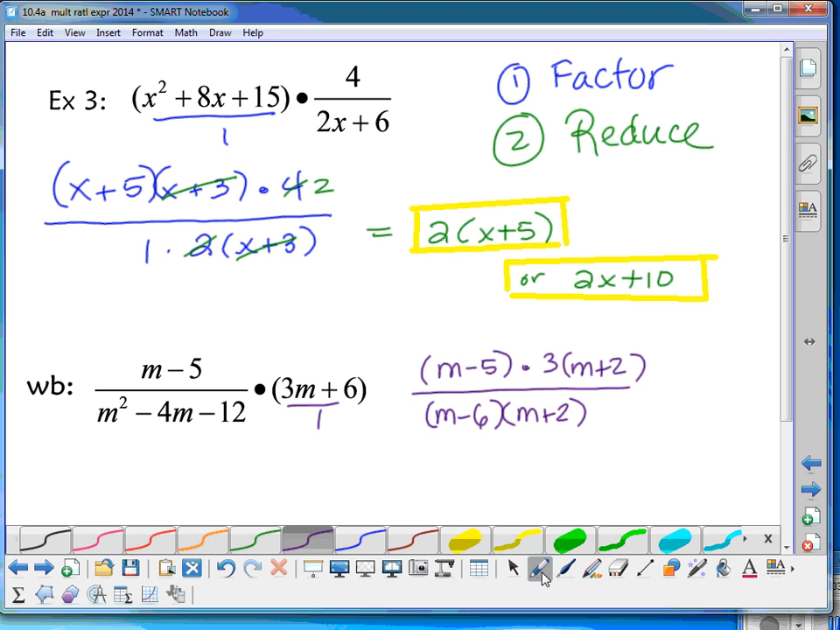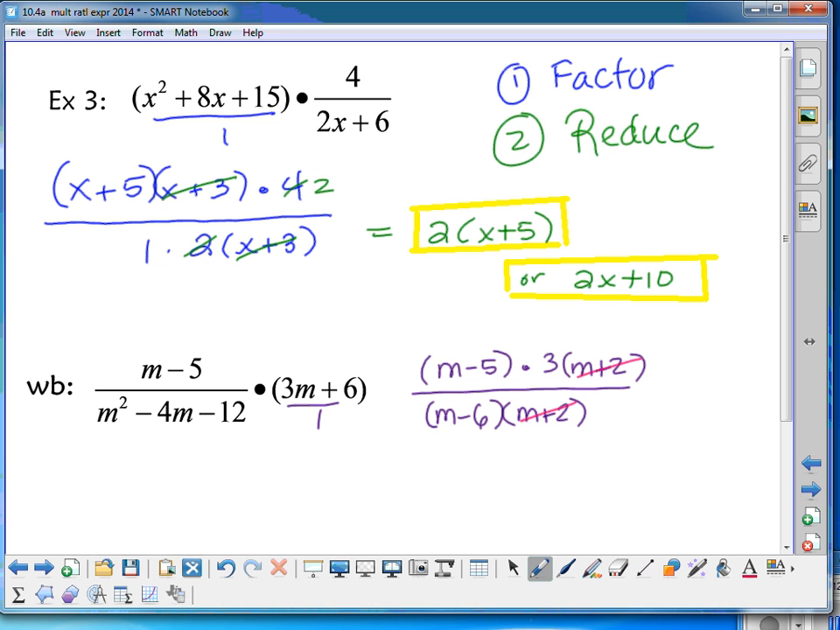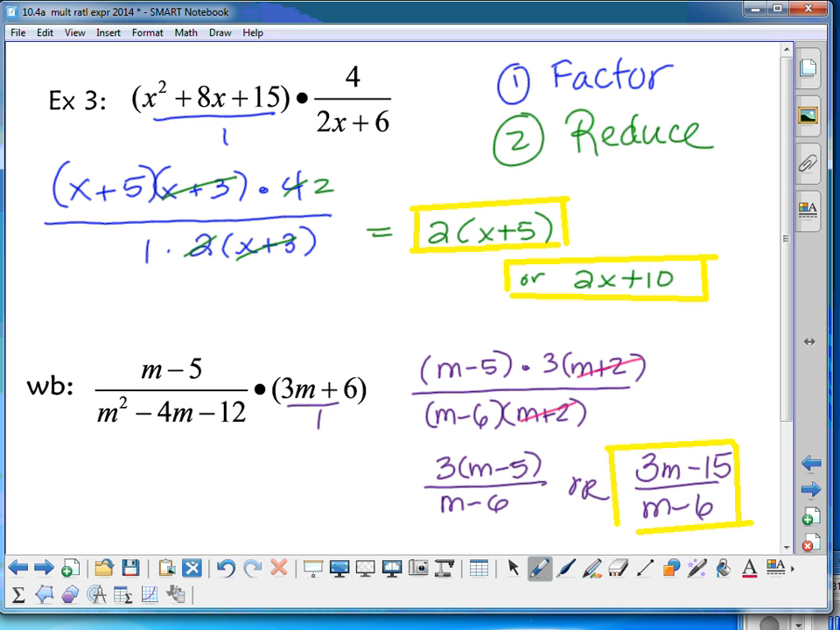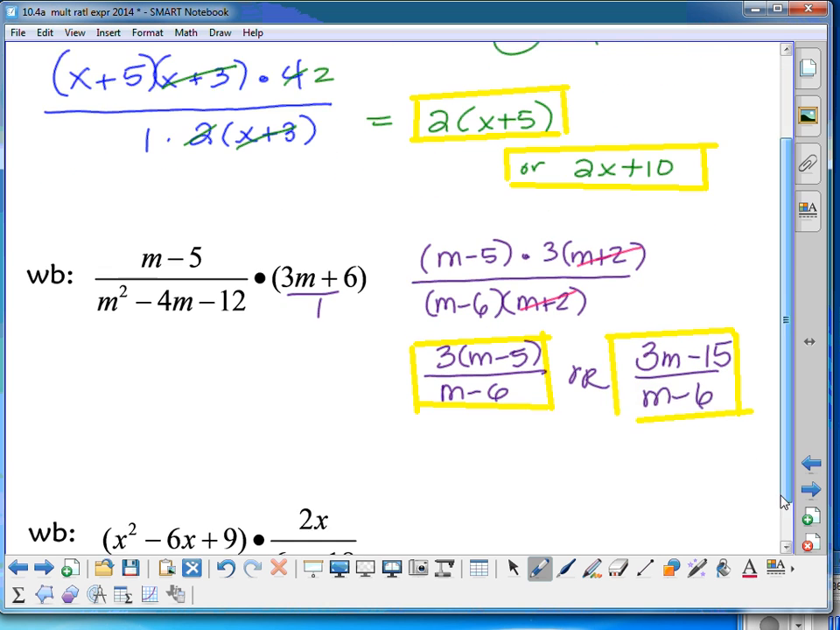Okay, so you end up with m minus 5 times 3 times m plus 2 on top, and m minus 6 times m plus 2 on the bottom. The m minus 2's can cancel out, and so 3 times m minus 5 is left on top, and m minus 6 is on the bottom. Or if you want to use the distributive property and multiply it out, you can, but again, you don't have to, and I usually don't. But I will take the answer either way. Alrighty, so here's one more for you to try on your whiteboards.